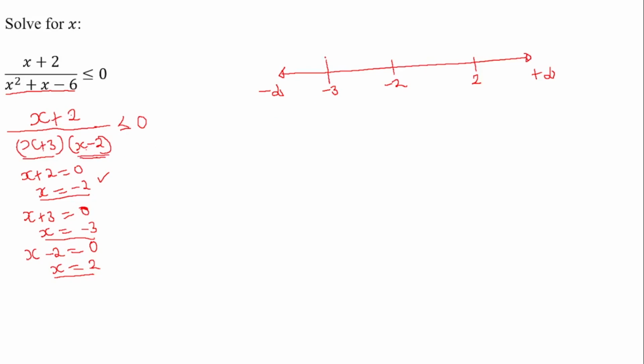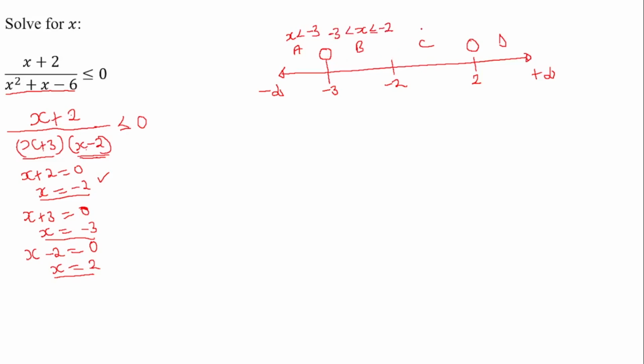So x is equal to negative 3 cannot be included, so we use the open circle like that. And x is equal to 2 cannot be included also, because it becomes undefined. And then we have how many regions here? We have A, B, C, and D. A will be x less than negative 3. Remember, negative 3 cannot be included. And then B, x can be less than or equal to negative 2, but greater than negative 3, because negative 3 cannot be included.